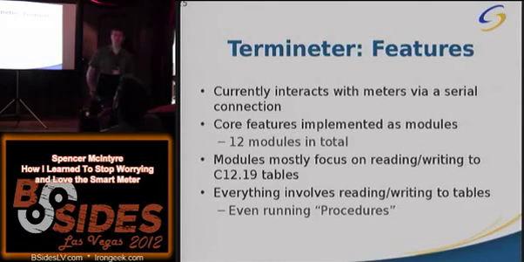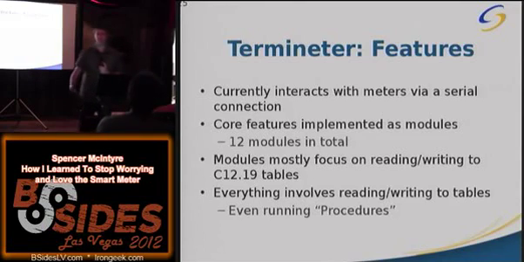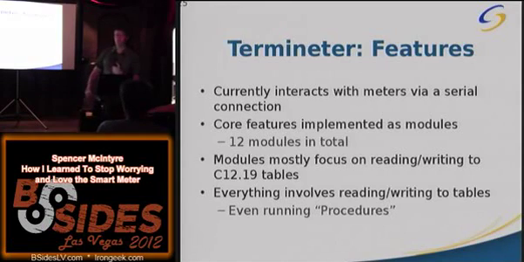So there's 12 modules in total, which allow you to do different features and read information off the device, things like that. The modules mostly focus on reading and writing to the C1219 tables. I say that because any type of interaction you do with the smart meter, like 90% of it, is going to be reading and writing to the C1219 tables. That's where the information is stored.